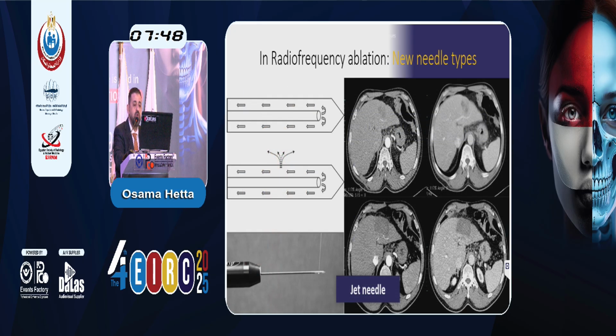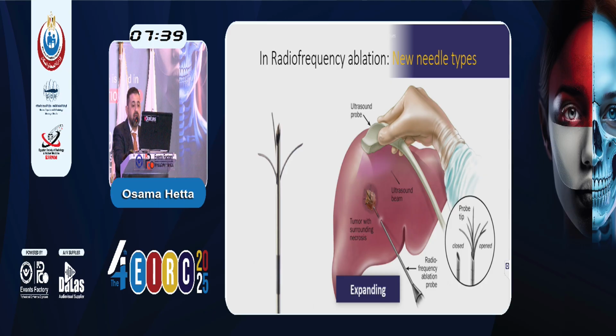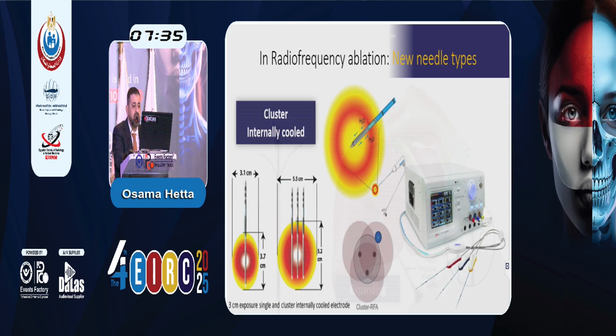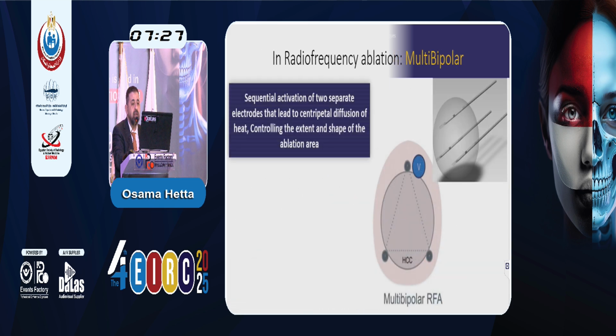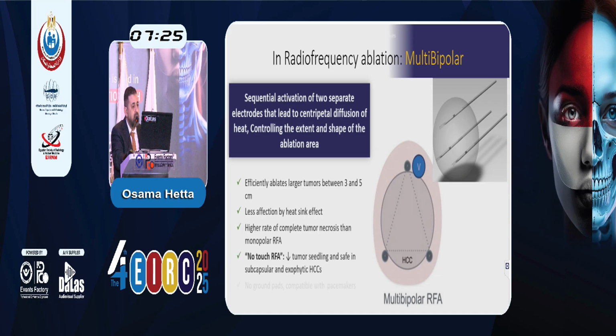So we have new needle types like jet needle to make a large volume of ablation, and expandable needles also to cover large tumors, and recently cluster internally cooled and bipolar or multipolar radio frequency ablation.